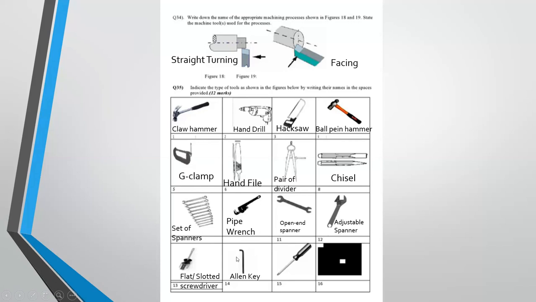And this is a flat or slotted screwdriver. This is an Allen key. And this is a Phillips screwdriver. It has a plus or cross, so it's a Phillips screwdriver. So take time, you can pause the video and make sure you identify all these things. We have other parts. You also have to look for the long nose pliers and others. So take time and identify all of these on your own.